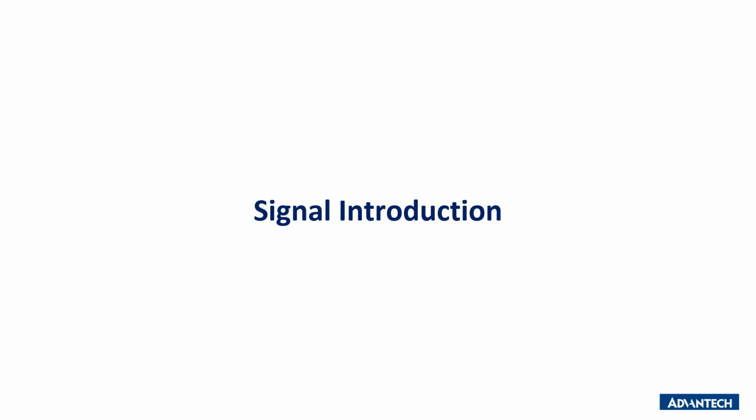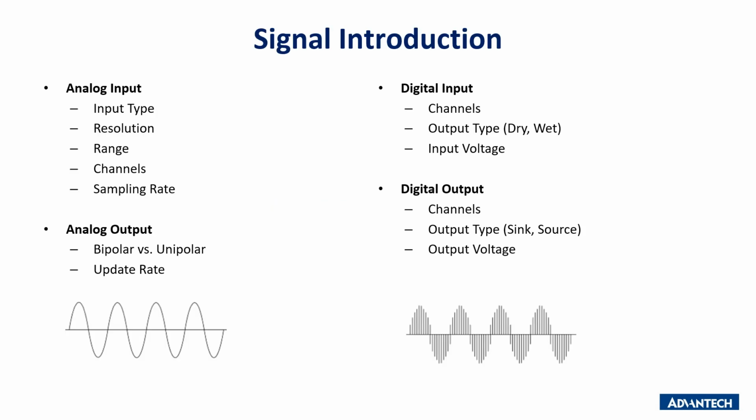In the following chapter, we are going to talk about the signal introduction. In the signal part, there are 4 different types, including analog input, analog output, digital input and digital output. All the items in this page, like resolution, sampling rate, and input-output voltage, are the key features of these 4 kinds of signal. In the following pages, we will have more introduction about them.